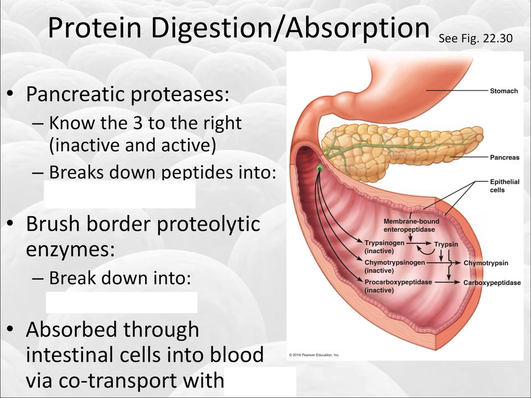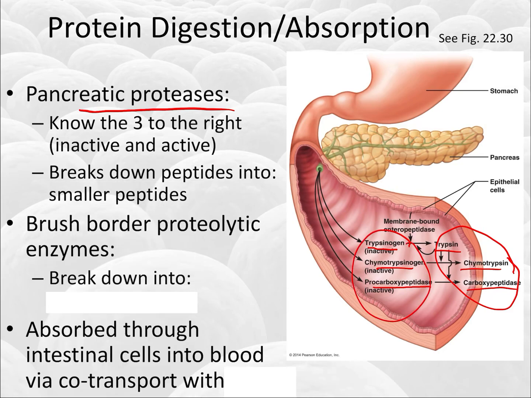What about proteins? We have what are called pancreatic proteases. There's 3 there on the right, and you can see the inactive versus the active form. Okay, so trypsinogen gets activated into trypsin, chymotrypsinogen into chymotrypsin, procarboxypeptidase goes into carboxypeptidase. These are all the active forms over here, inactive there. Okay, so these proteases break down long peptides, which means a lot of amino acids strung together, into smaller peptides with just a few amino acids.